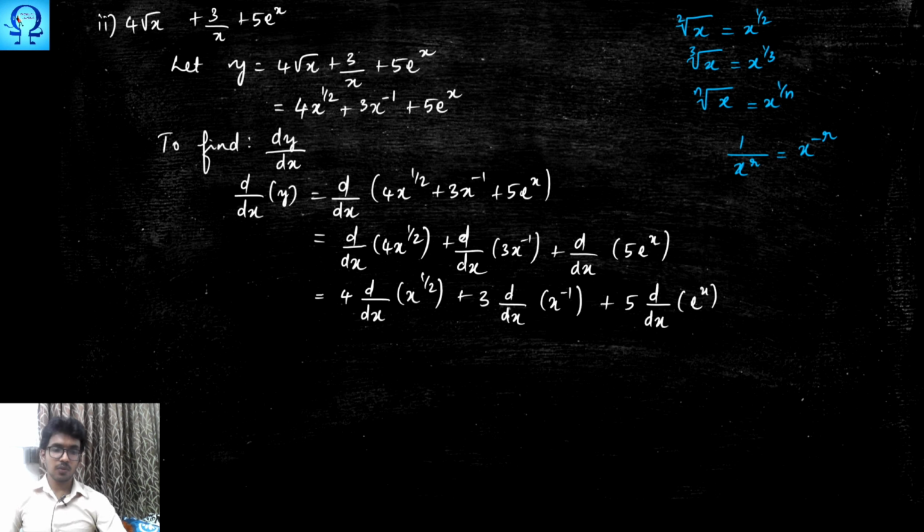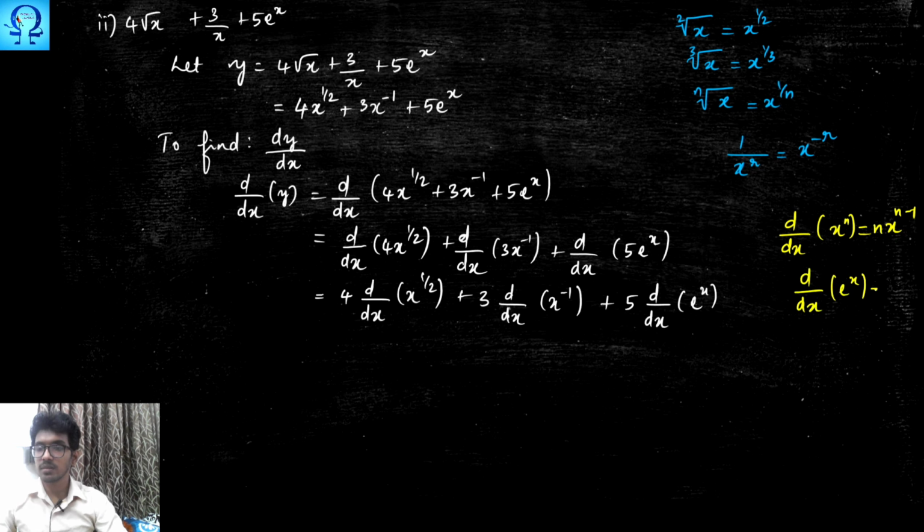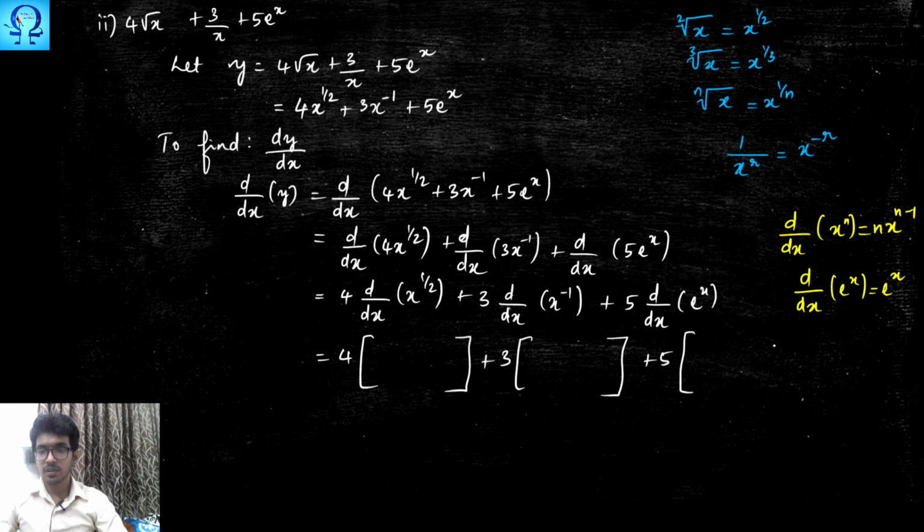Now we'll have to make use of the formulas. That is, d upon dx of x power n is n times x power n minus 1, and then d by dx of e power x is e power x. Only these two are enough to complete this problem. We have 4 times some quantity plus 3 times some quantity plus 5 times some quantity. These things I will write in a different color.